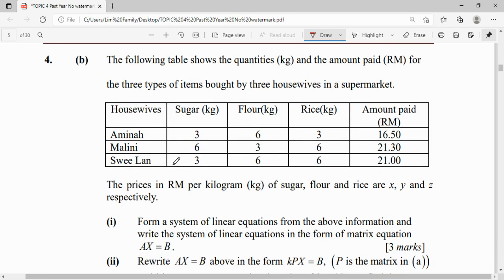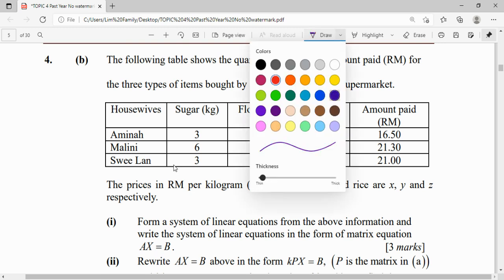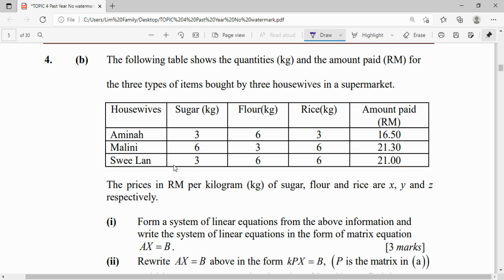Then we'll continue to find question B here. It gives us a situation. They said the following table shows the quantity in kg and the amount to pay for 3 types of items, which are sugar, flour, and rice, bought by these 3 housewives. The prices per kilogram for sugar, flour, and rice are x, y, z. So this is x, this is y, this is z.